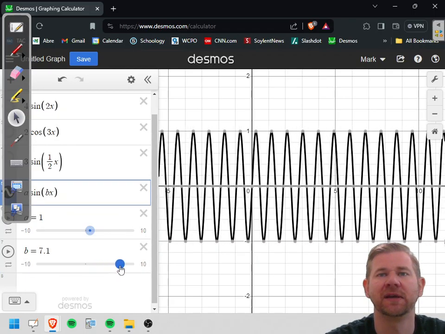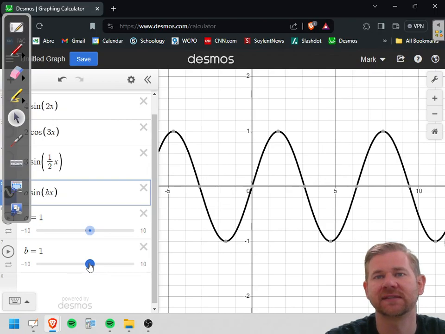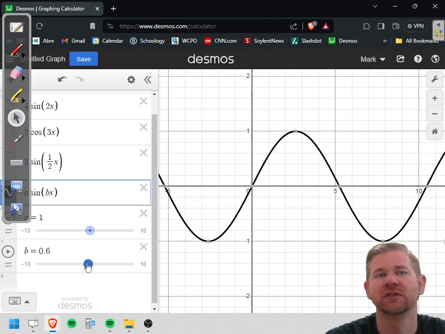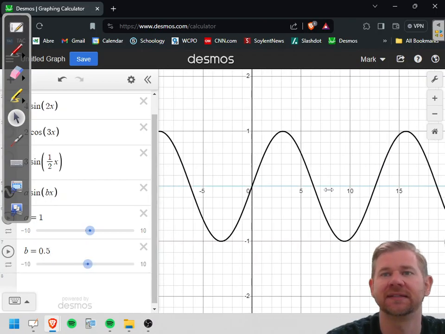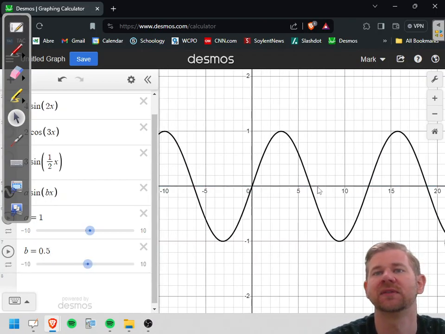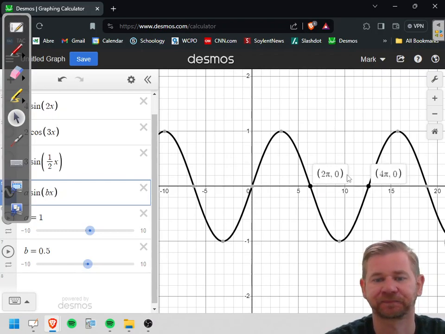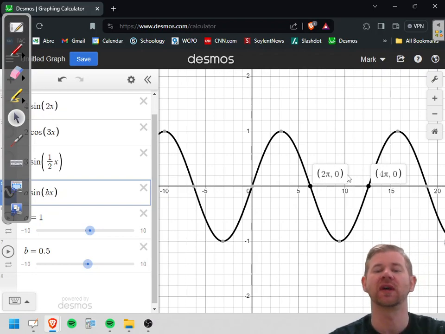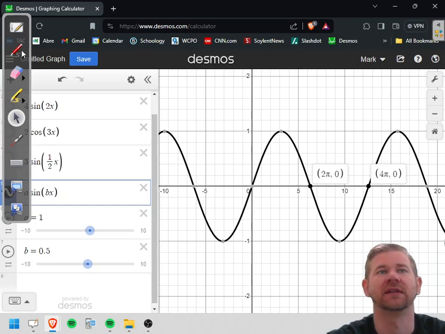Okay? And if you make it way bigger, it gets way faster. And if you make it smaller than 1, it does the same idea, but it stretches it out. So if I make it like 1/2, if you go half as fast, it takes twice the time. So instead of 2 pi, 2 pi is only halfway, it takes 4 pi. So this is affecting the period. So these are vertical and horizontal dilations. The a value stretches it out vertically, and the b value stretches it out horizontally.